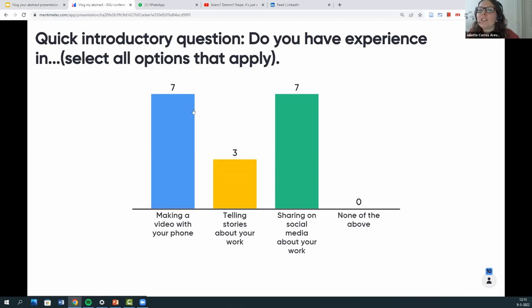So here, what is good is that it seems that many of us have experience with video making and sharing. So your tips are also welcome to be part of this session, because certainly you are representatives of the audience as well.